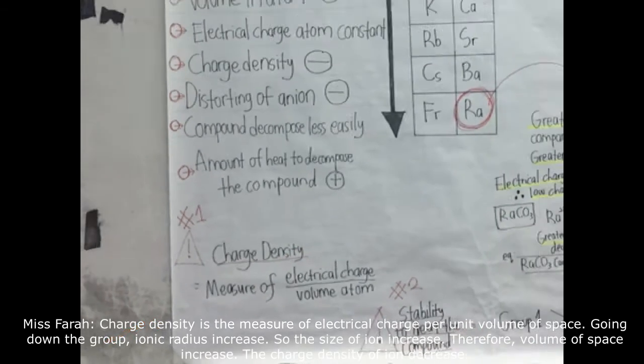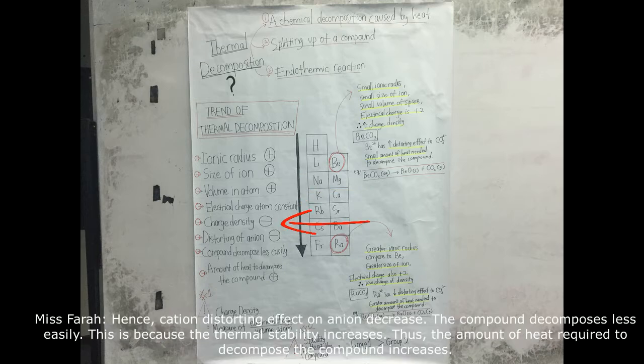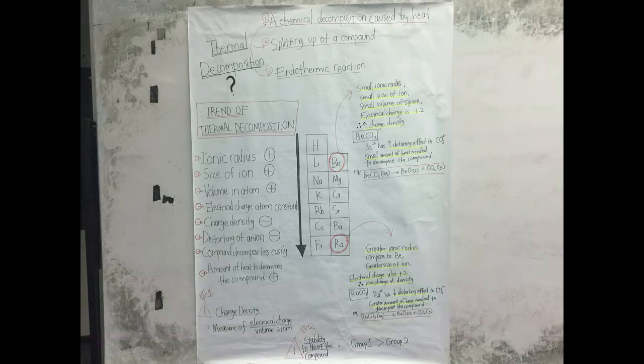Going down the group, ionic radius increases, so the size of the ion increases. Therefore, the volume of space increases. The charge density of the ion will decrease. Hence, the cation's distorting effect on the anion decreases. The compound decomposes less easily. This is because the thermal stability increases. Thus, the amount of heat required to decompose the compound increases.